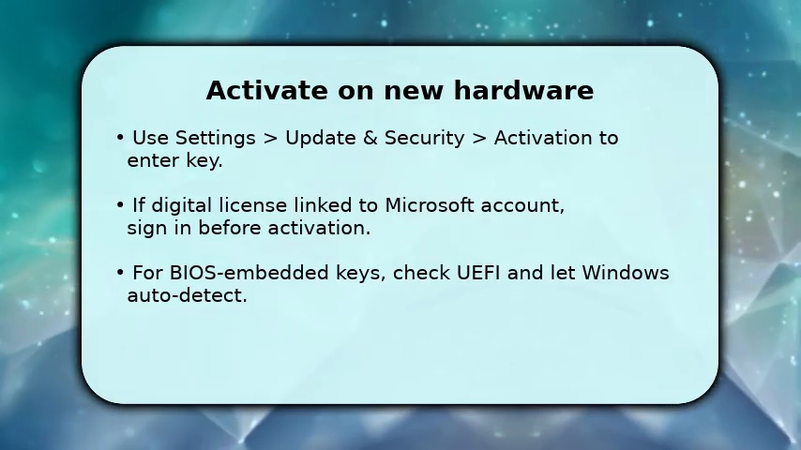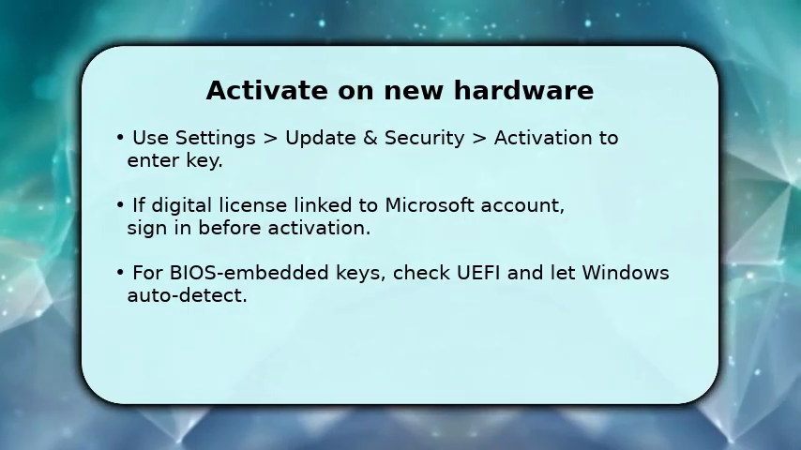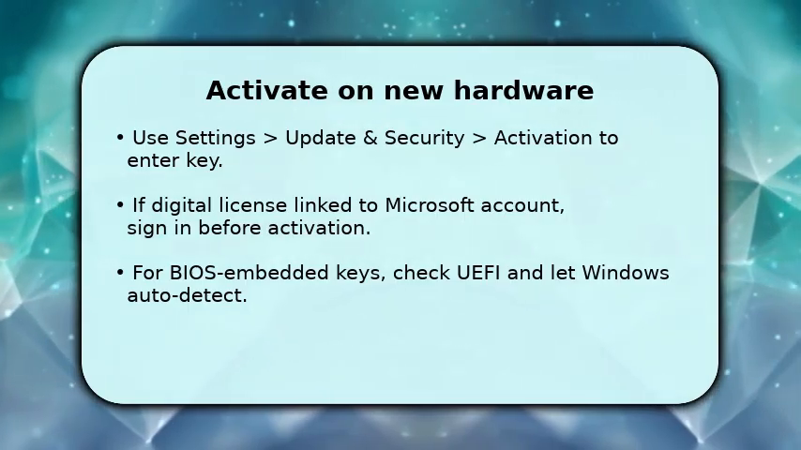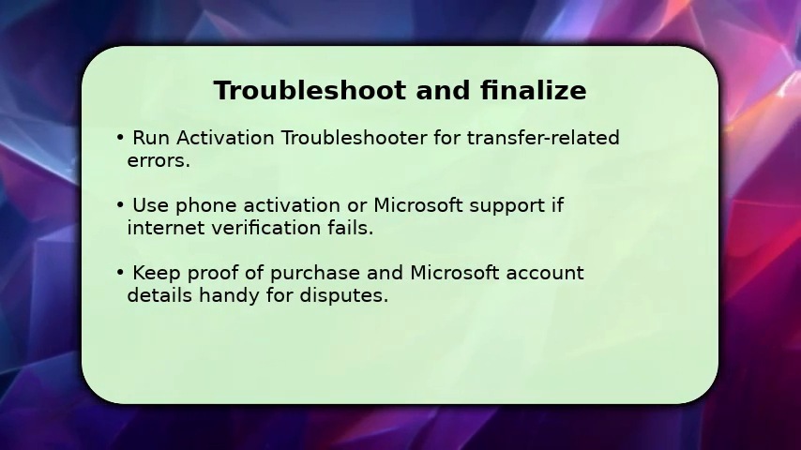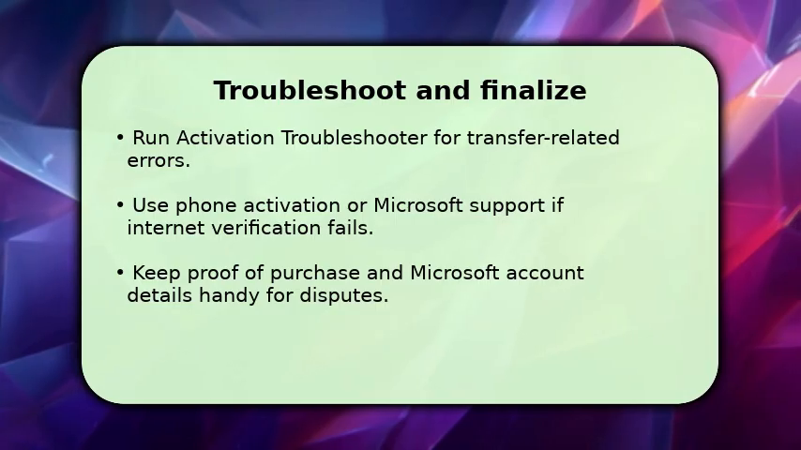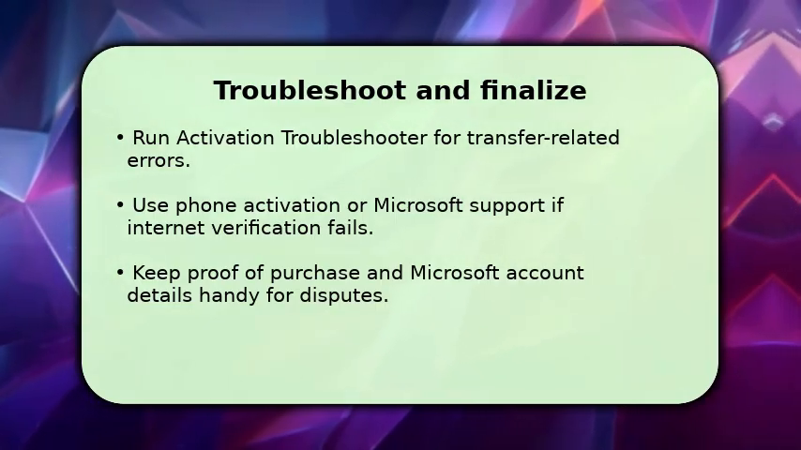If activation fails, use the Activation Troubleshooter next. It explains why Windows rejects a key and guides corrective actions. You finalize activation by confirming Windows shows as activated in Settings. This completes the transfer. If it isn't activated, run the Activation Troubleshooter.